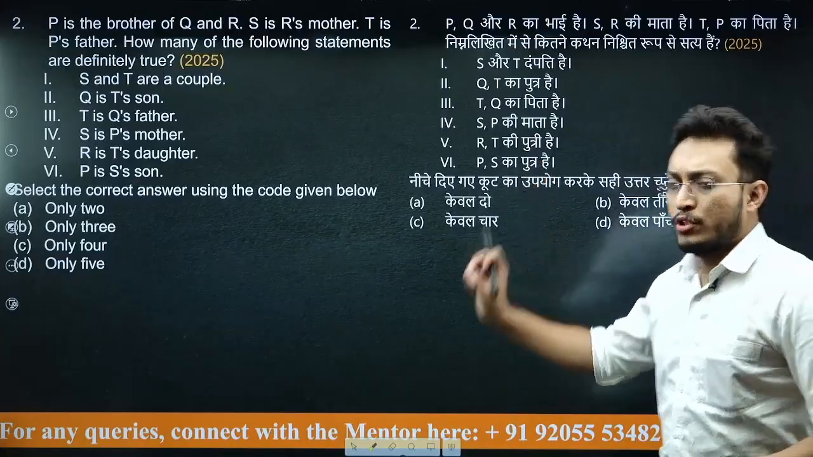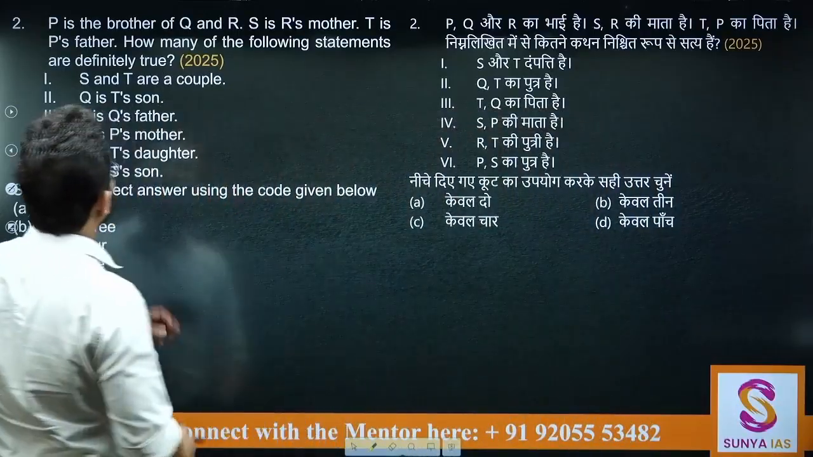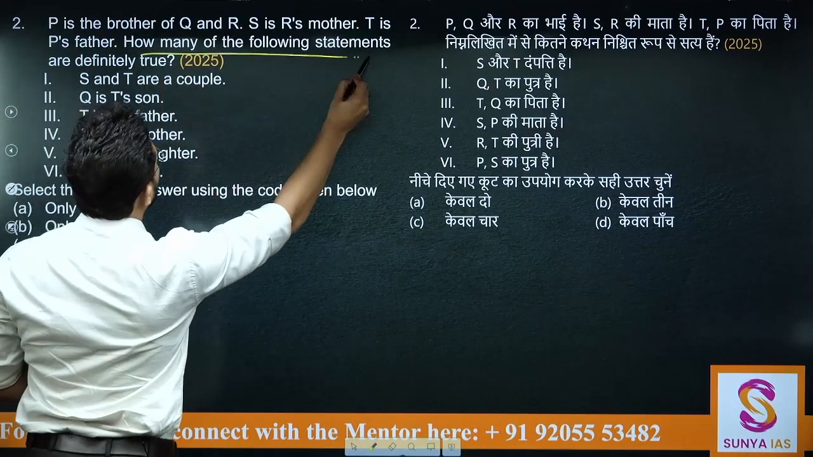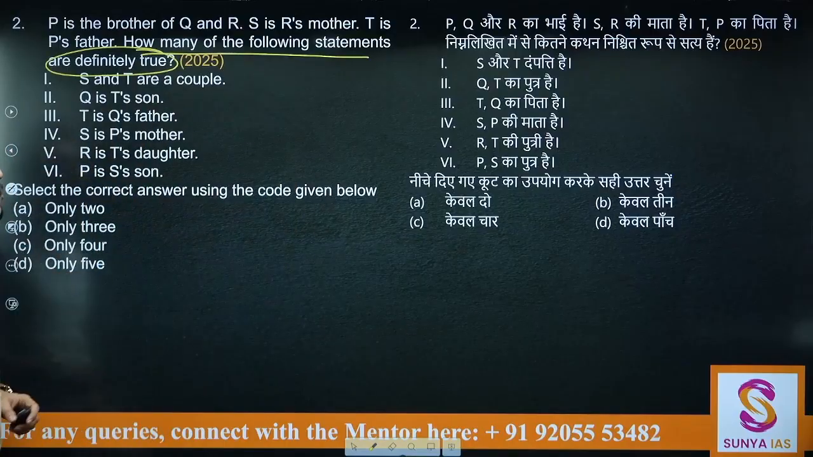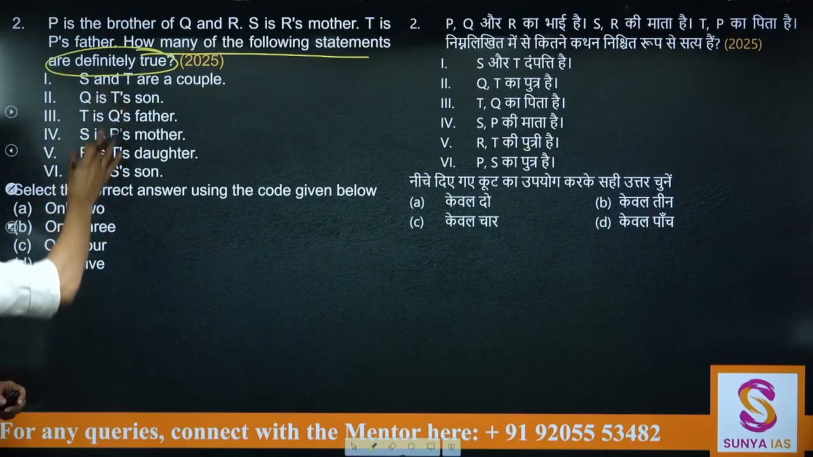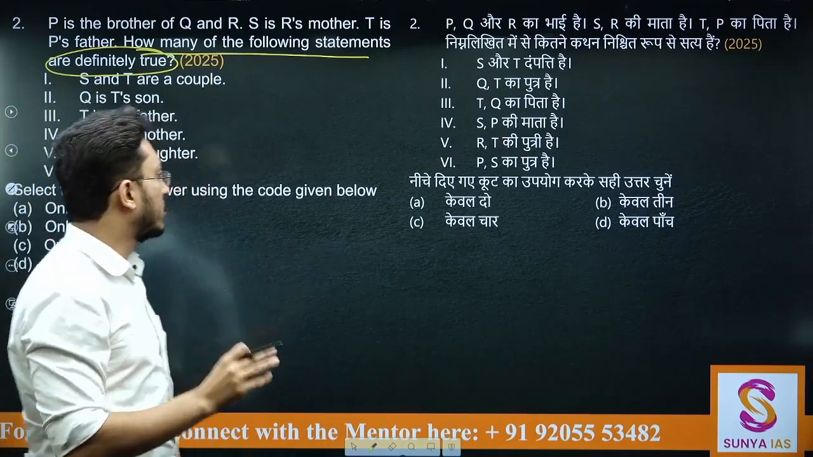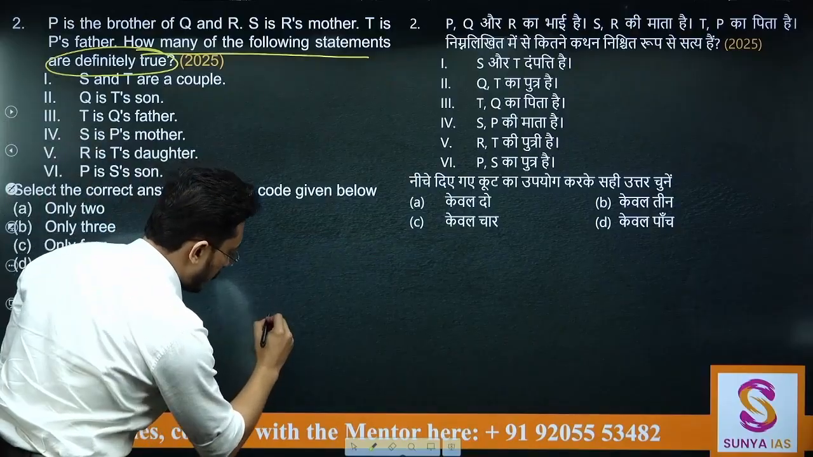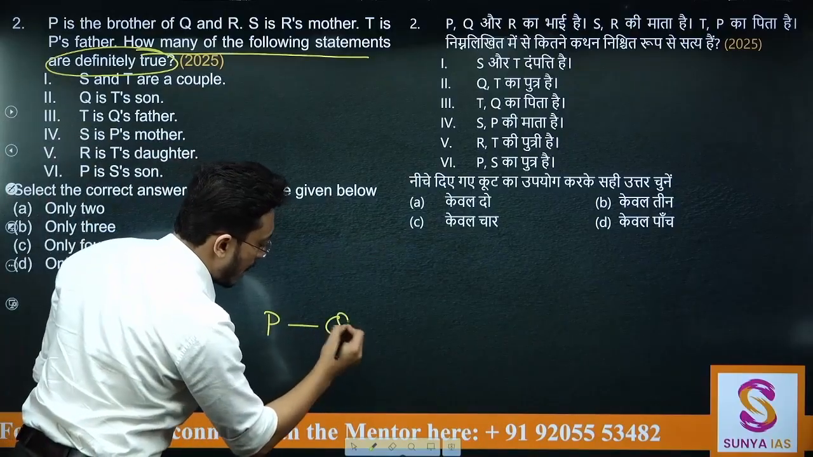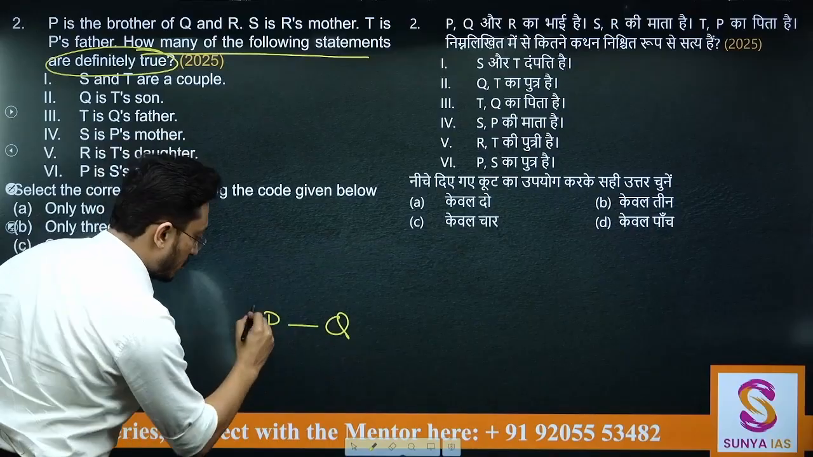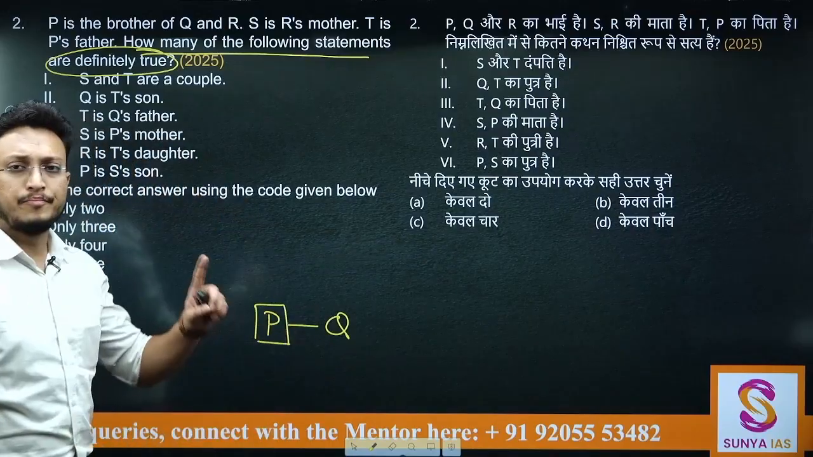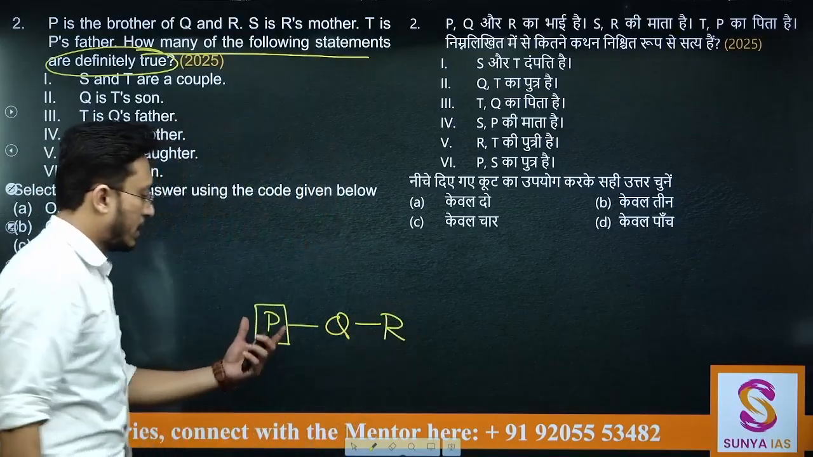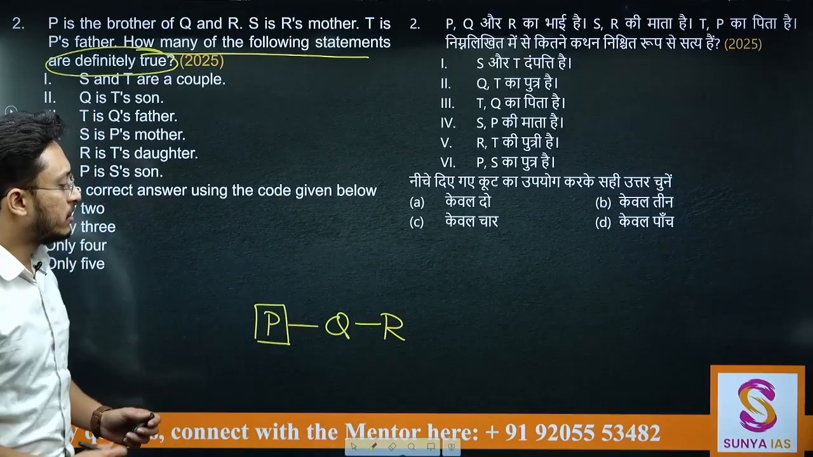Now again, the next question was in 2025. Here certain relations are given followed by some statements, and they are asking how many of these statements are definitely true. Let's see. P is the brother of Q and R. So let's say this is P. P is the brother, that means P is a male, but we don't know the gender of Q as well as R. What we know is that P is male here.